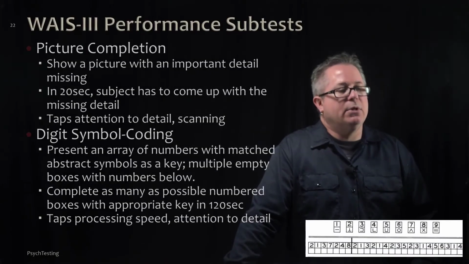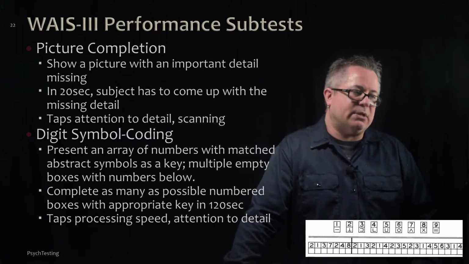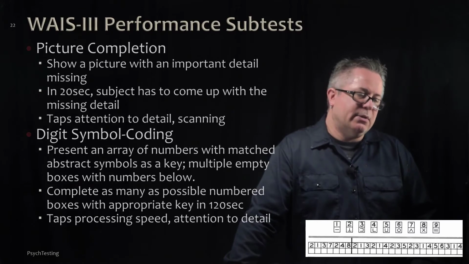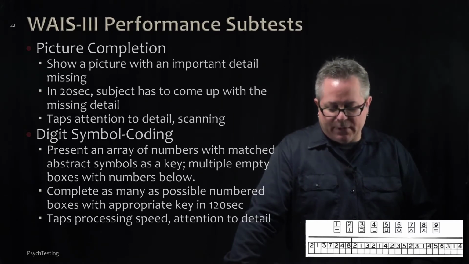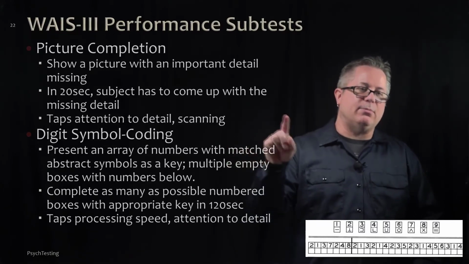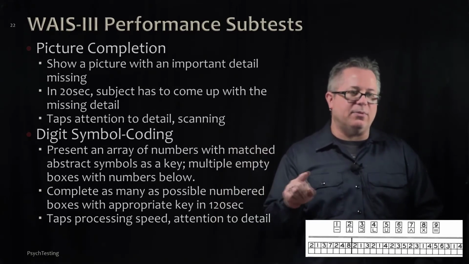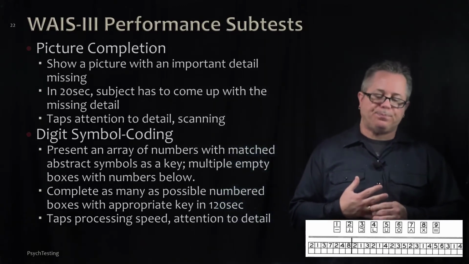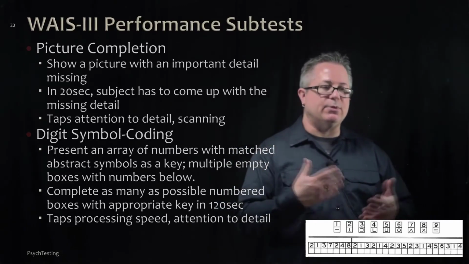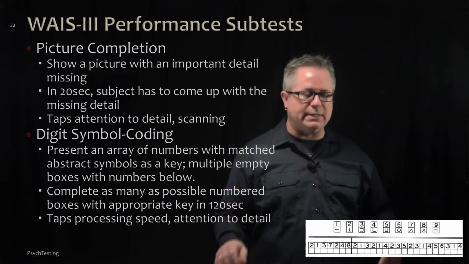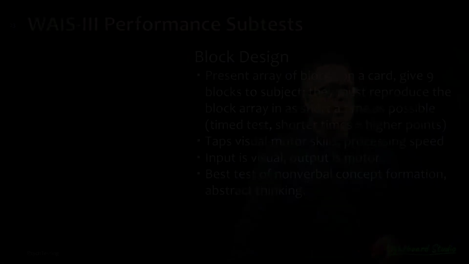Digit symbol coding, presenting an array of numbers with matched abstract symbols as a key. Multiple empty boxes with numbers below. Complete as many as possible numbered boxes with the appropriate key in 120 seconds. You've probably seen these kinds of things. They pop up even on social media, where they'll show you 3 symbols and it equals 30, and then another symbol. So you're getting at this idea of, can you translate digits, numbers to symbols, and be able to use the symbols to sort of solve problems or complete sequences. Okay.